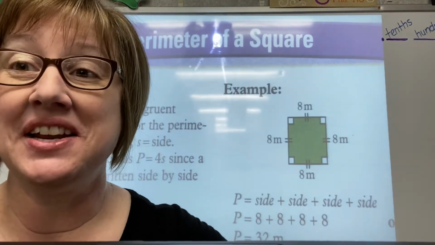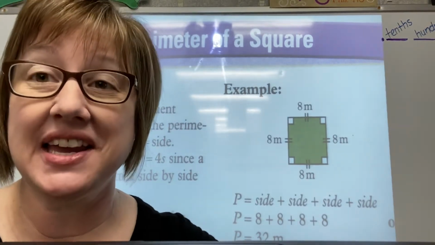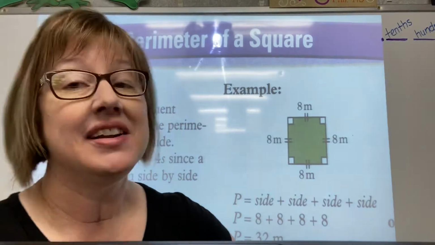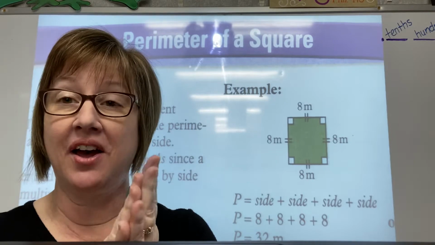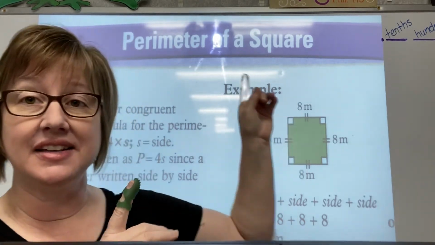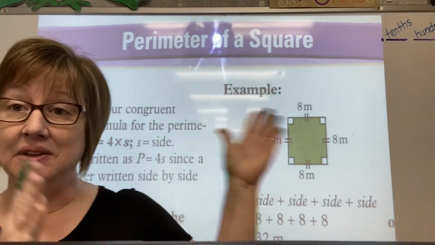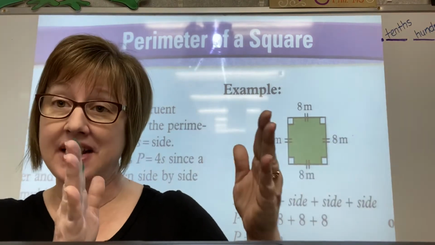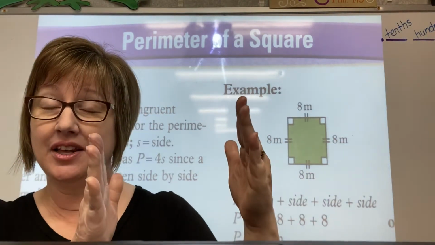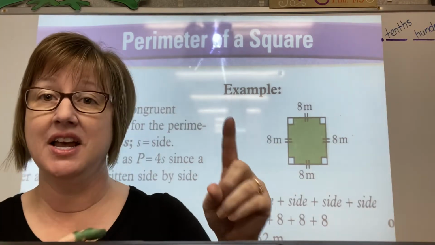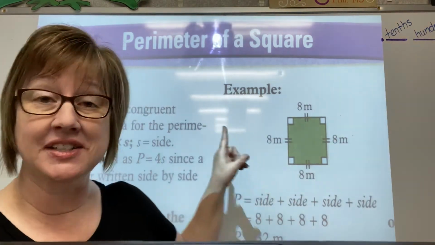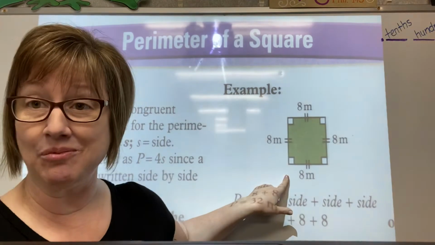Okay, back again with another super short lesson, hopefully, and super easy. Yesterday we did perimeter of a rectangle. Today is perimeter of a square. The only difference between those two is rectangle has two sides that are long, two sides that are wide, right? So there's two different measurements. But with a square, it's even easier because all four sides are the same, right?